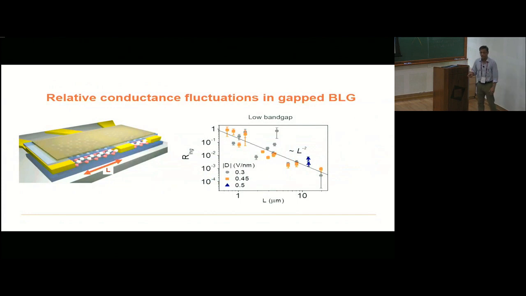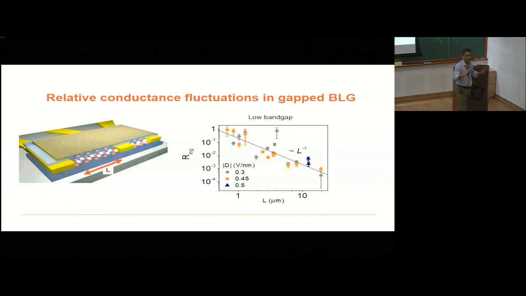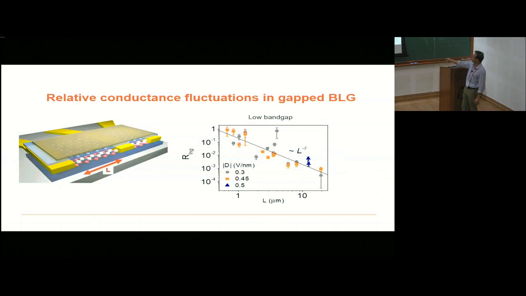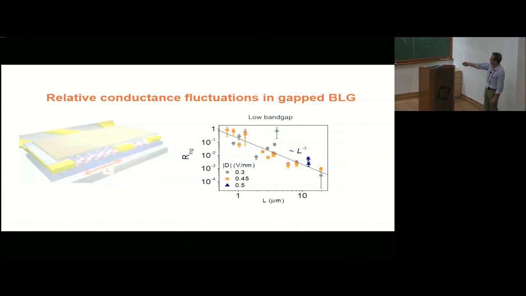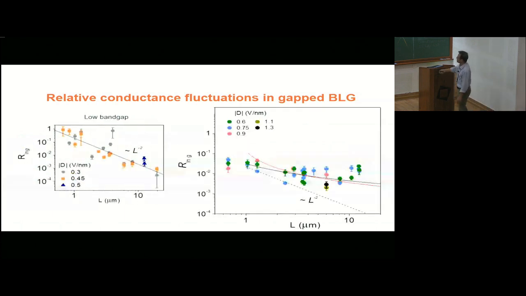Because if it is self-averaging, then R log G, which is the distribution width divided by the mean square, should be proportional to the inverse square of the system size. When you have a low band gap, which essentially means that the transport in bilayer graphene is, after all, two-dimensional in nature, then you can see that as you go to higher and higher system size, the conductance statistics actually scales as 1 over L squared, meaning the transport is two-dimensional. But if I go to the strongly insulating regime, when the gap is very large, which is the high band gap regime, that's when the situation changes drastically.